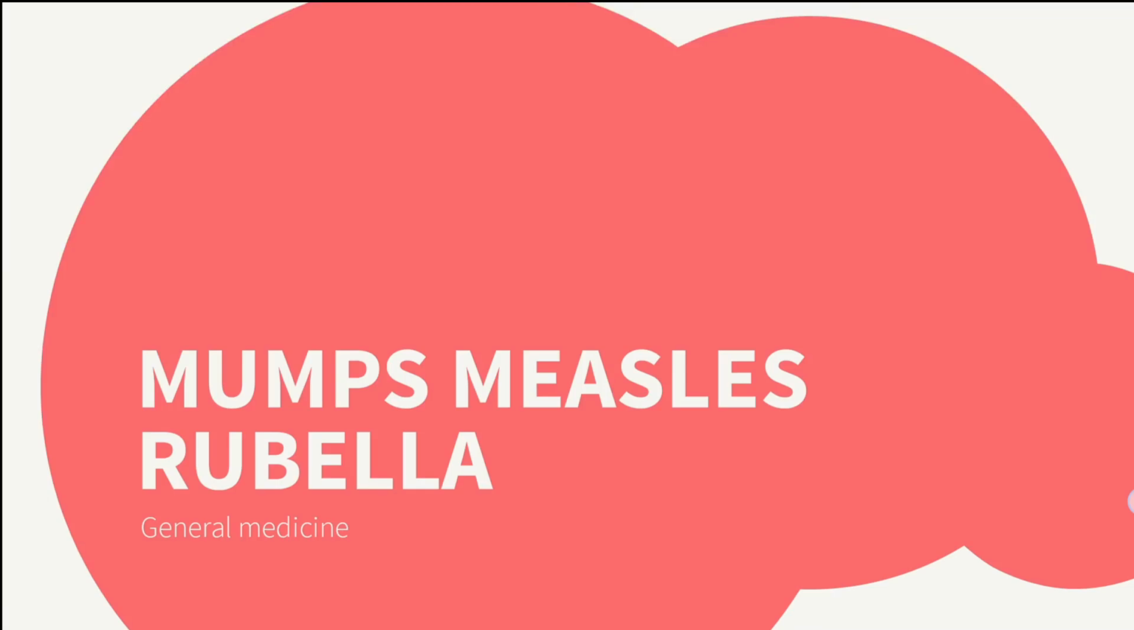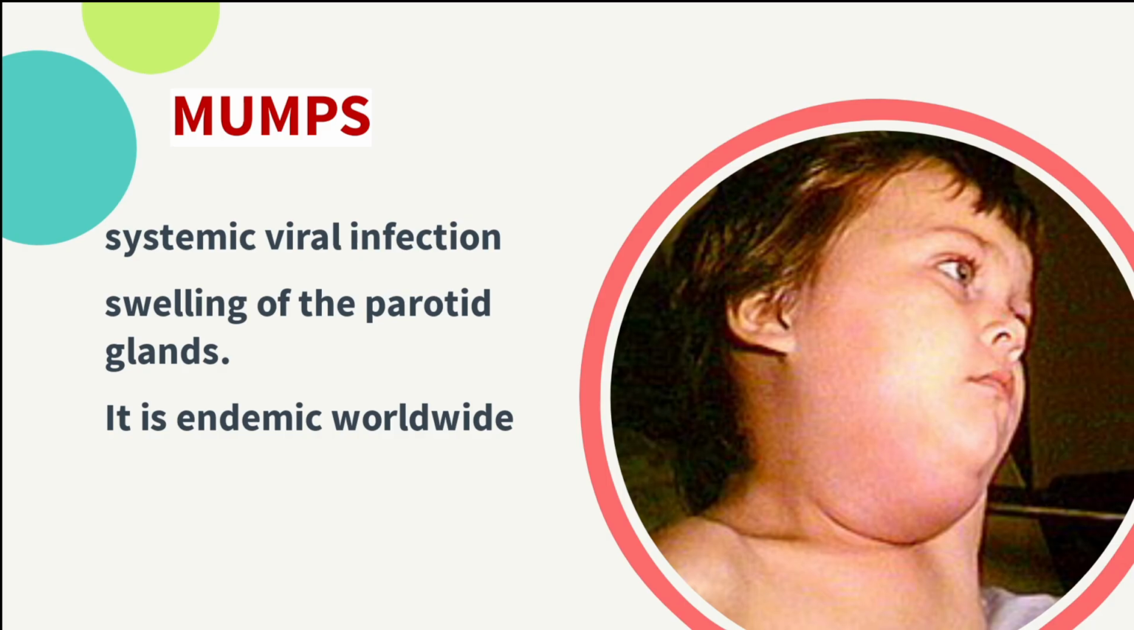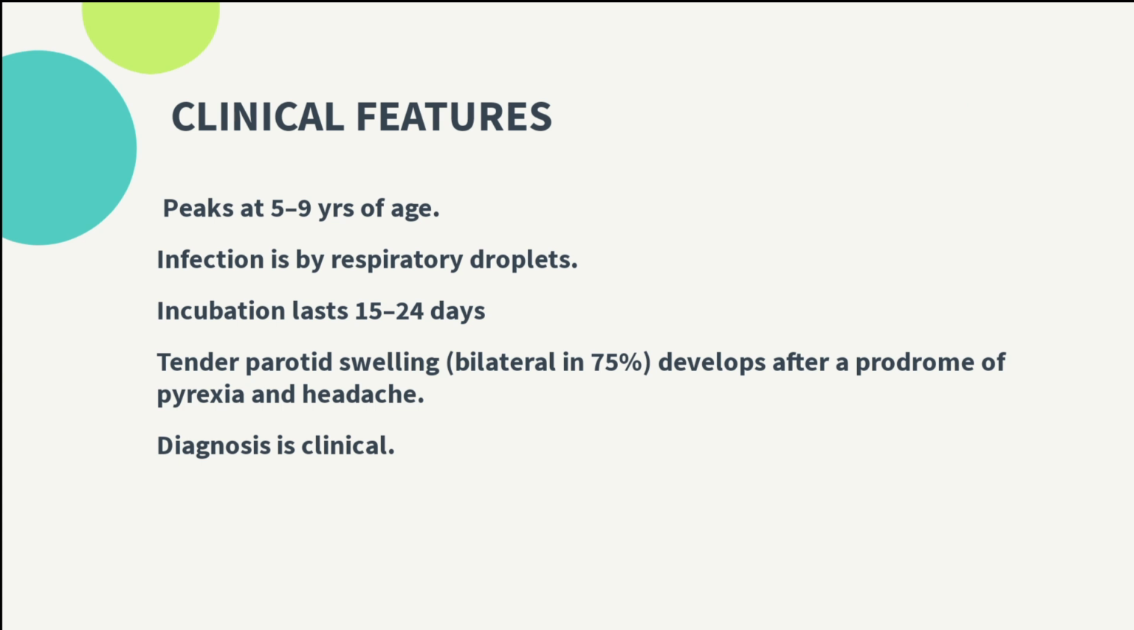Mumps, measles, rubella. Starting with mumps, it's a systemic viral infection. So, all three, whether it is mumps or measles or rubella, all three are viral infections. And mumps has this feature of swelling of the parotid glands, and it is endemic worldwide. That is, it will be localized to a particular area in a country.